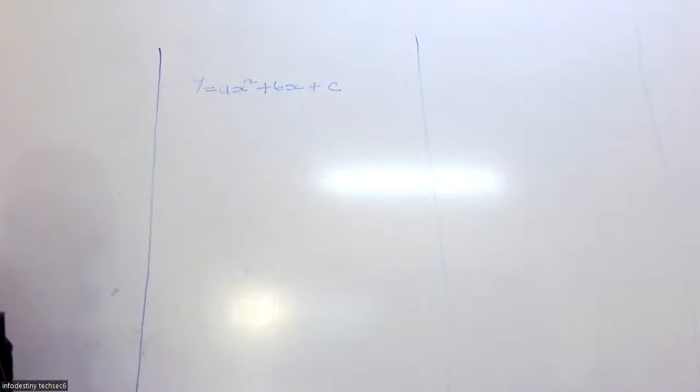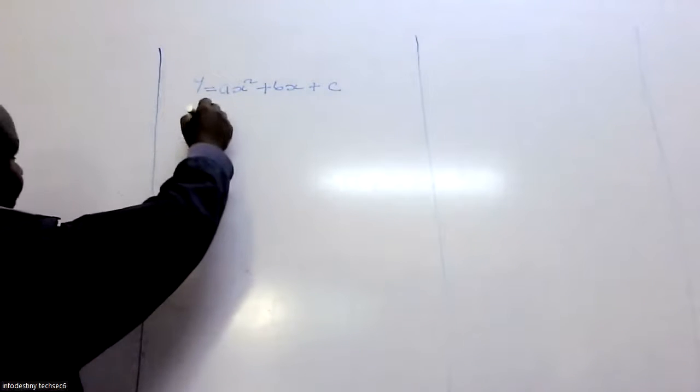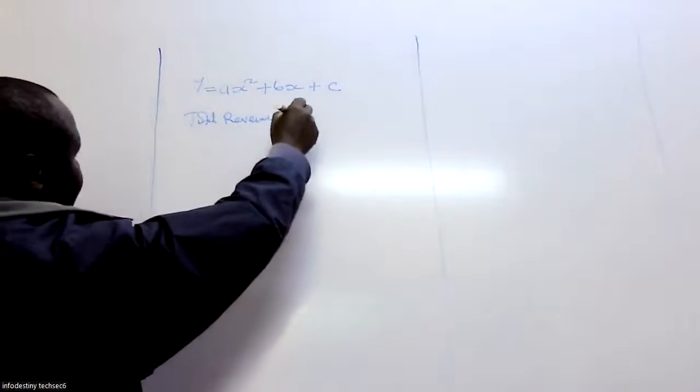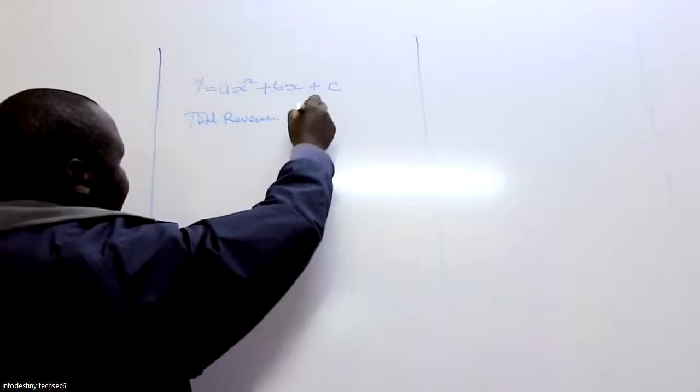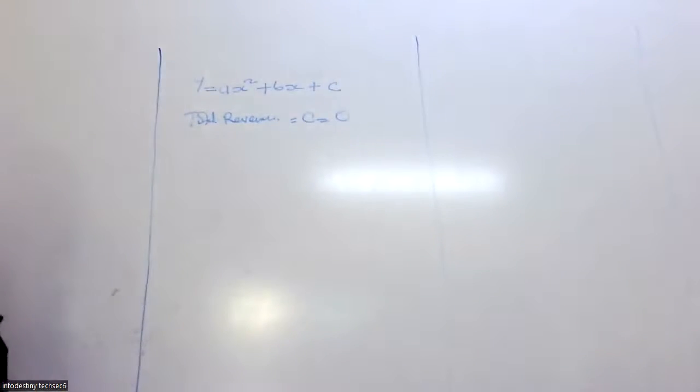Now we are dealing with the total revenue, so for total revenue c will be equal to 0. We are together. When they're talking about the total cost, c will be the fixed cost. So we want to derive that by using the data provided. So what are we going to do?